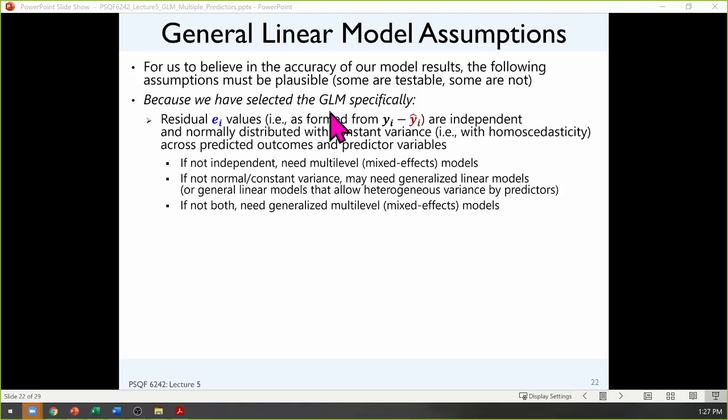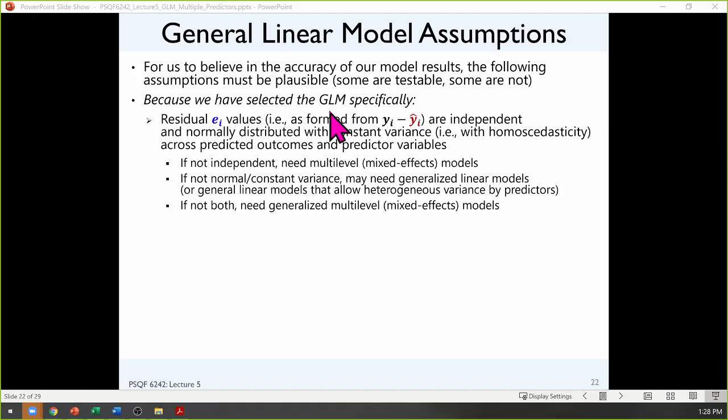If your people come to you in some sort of naturally formed group, like you have multiple kids sampled from multiple families, or multiple kids from multiple schools, or multiple teachers from multiple schools, the people who are part of the same group, their residuals are likely to be more related to each other than people who are part of different groups, and that screws up your standard errors, and it also screws up some of your slope estimates. So that's what the world of multi-level models, or what's known as mixed effects models, are for. Those are the upper level classes that I teach for those situations.